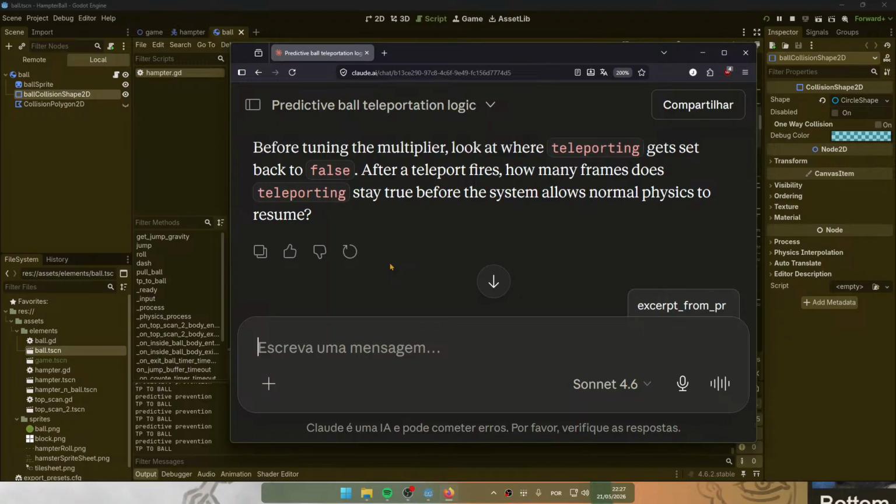Before turning the multiplier, look at where teleporting gets set back to false. After a teleport fires, how many frames does teleporting stay true before the system allows normal physics to resume?